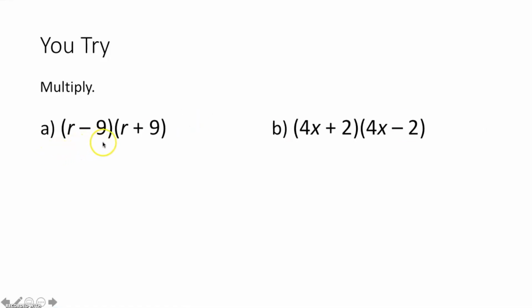You try. Okay, so again, we're multiplying these two binomials. They are the same terms, but with different signs, so it should get you a difference of squares. So let's go ahead and do this.